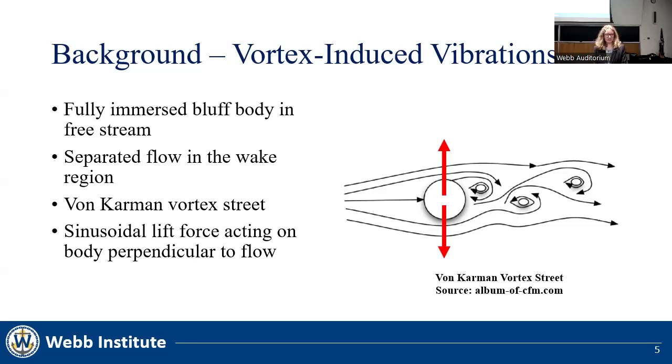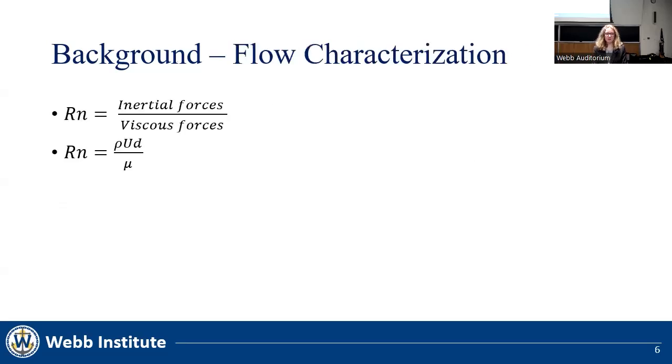The shed vortices cause pressure differences that can cause the bluff body to oscillate perpendicular to the direction of the flow, as indicated by the red arrows. We are trying to reduce vortex-induced vibrations because VIV is a major culprit in structural fatigue failure. These vibrations can have amplitudes that are greater than the diameter of the body causing them.